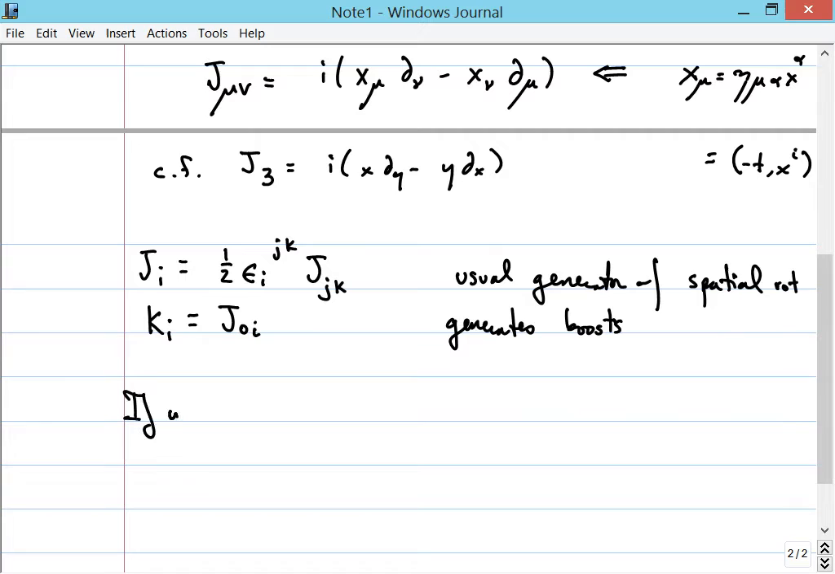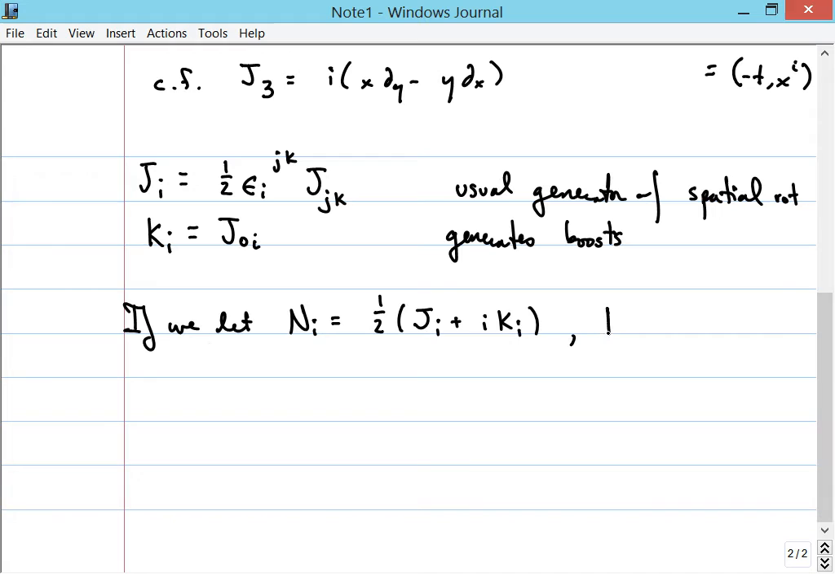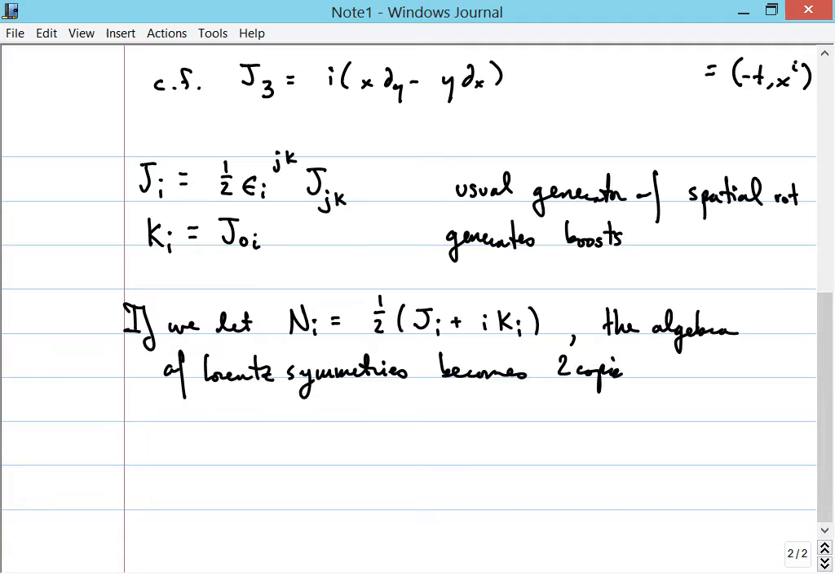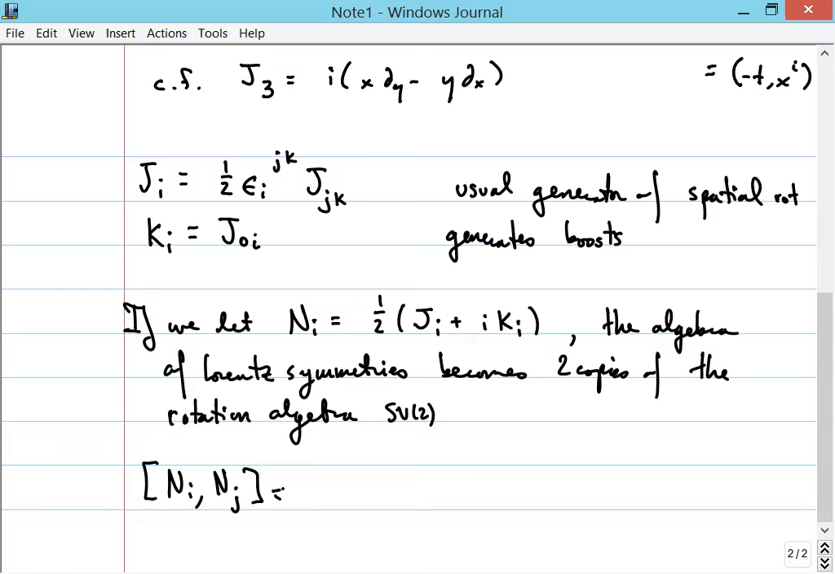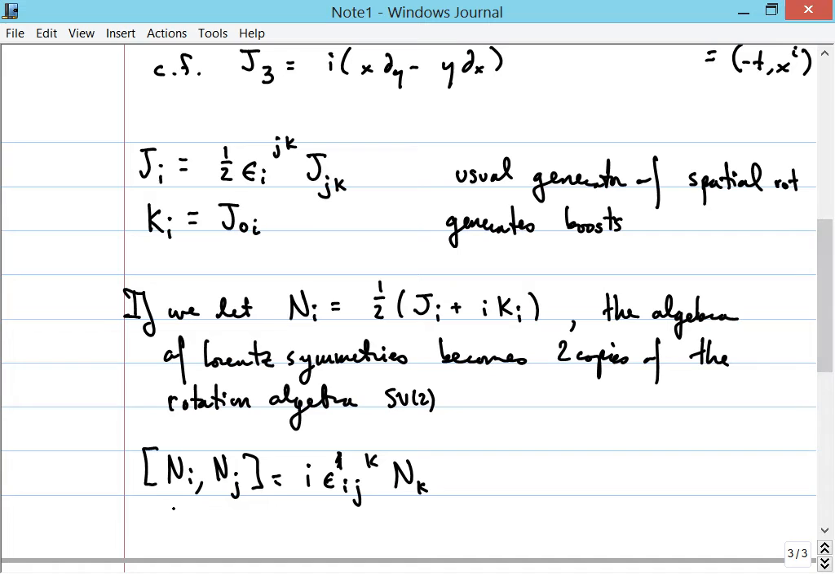So in order to make the theory of Lorentz symmetries a little bit more transparent, I considered the following linear combinations of rotations and boosts. And then we noticed that the algebra of Lorentz symmetries becomes just two copies of the rotation algebra, SU2. In particular, the commutator of Ni with Nj is the usual epsilon ijk Nk, and likewise for the N daggers, and N and N dagger commute.